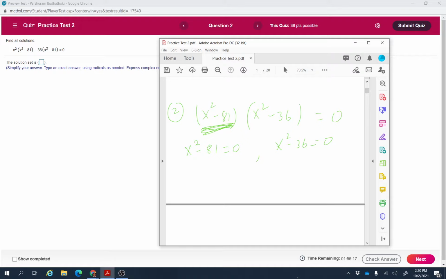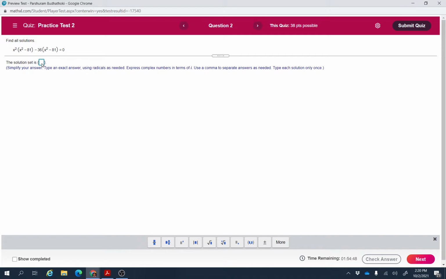Now here, this is x squared minus 81, so x is equal to plus 9 or minus 9. These are the two possible solutions for this one. Similarly, you can write the other as x minus 6 and x plus 6, so x equals positive 6 and negative 6. These are the possible solutions. So altogether there are 4 solutions: negative 9, negative 6, positive 6, positive 9.